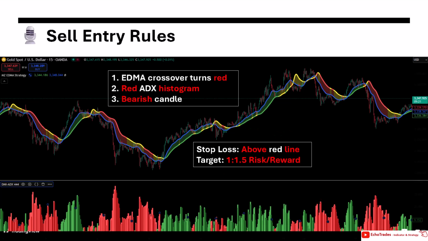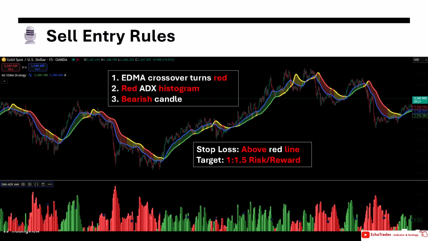Exactly the reverse. Condition 1, EDMA lines cross and turn red. Red cross, got it. Condition 2, ADX histogram must show red bars. Bearish momentum confirmed. Red bars, yep. Condition 3, a bearish candle needs to appear, showing price moving down. Red cross, red bars, bearish candle. Enter sell. Stop loss goes just above the red EDMA line this time. Above the red line, makes sense. Target, same target logic. Aim for that 1 to 1.5 risk to reward.